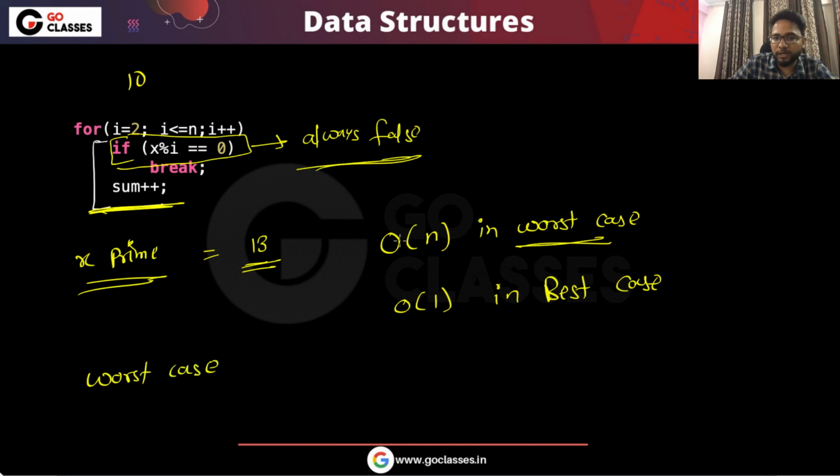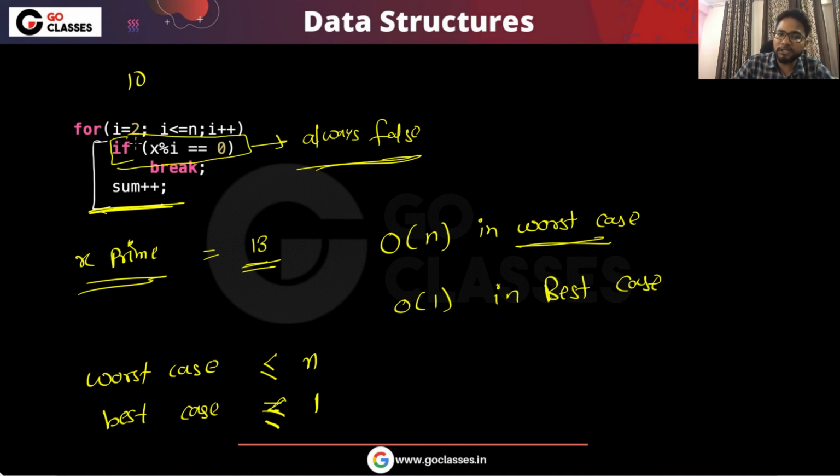Actually you can write theta at both places, but let me just work with the order. In the worst case you will be taking less than or equal to n. In the best case you will be taking equal to 1. 1 means a constant, n means less than or equal to cn. If you write theta, you can say it is not less than or equal to, it is equal to, which is true, right? So in the worst case you will be taking order of n or theta of n. In the best case you will be taking just one time.